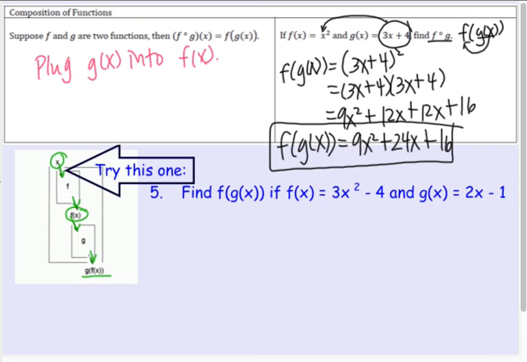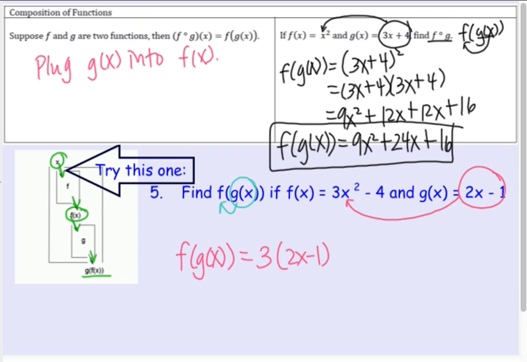Try this one. Find f of g of x if f of x equals 3x squared minus 4 and g of x equals 2x minus 1. So we're taking g of x and we're putting it into f of x. So here's g of x. Means wherever there's an x, I'm going to put it into f of x. So to find f of g of x, okay, I would have 3 times 2x minus 1 squared minus 4.